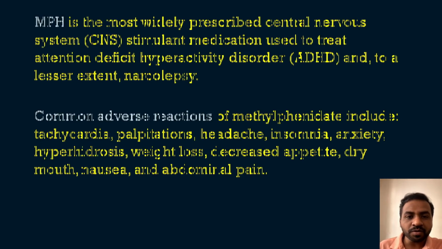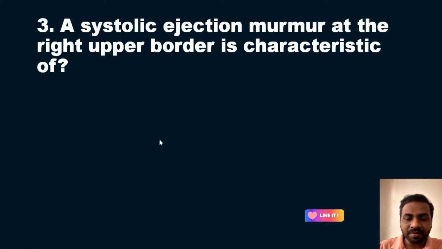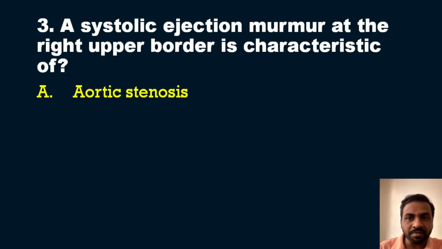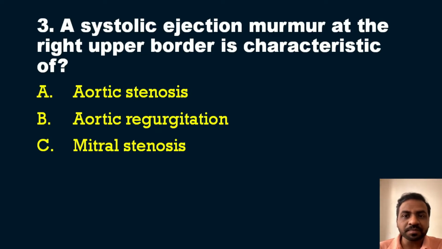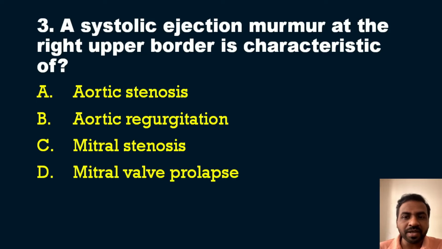Okay, so moving on to the third question in our series, a very important question. A systolic ejection murmur at the right upper border is characteristic of dash. So the question is regarding a murmur: systolic ejection murmur at right upper border. The options for you are option A, aortic stenosis, option B, aortic regurgitation, option C, mitral stenosis, and option D, mitral valve prolapse. So in which case can we see a systolic ejection murmur at right upper border? So what is the answer?